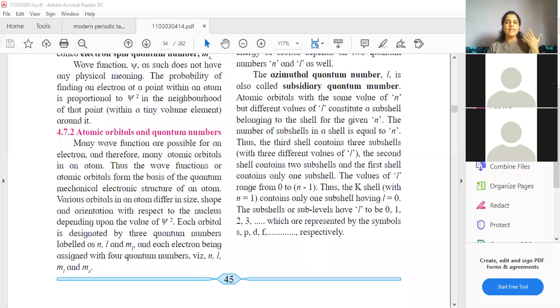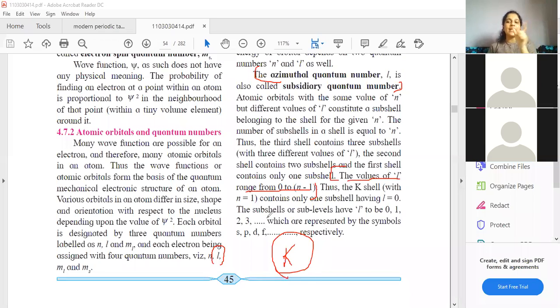So students, that was about n. The next quantum number that we have is l, which is called azimuthal quantum number. So you all can mark this and keep. One more important thing to mark over here is the values of l range from 0 to n minus 1. Now for example, if you are talking about K shell, and I ask you what is the value of l for K shell?